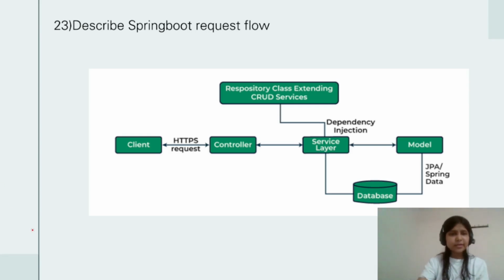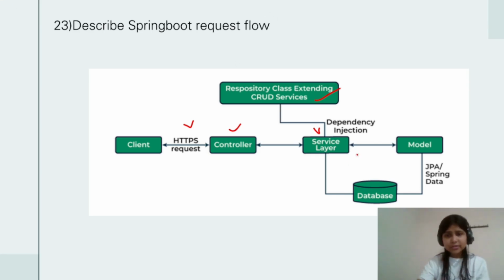Any client makes an HTTP request, and the request will come to the controller. Now, controller to service. What do we have in our service? We write our business logic, right? In the service itself, we do dependency injection for the repository class. Actually, when we say dependency injection, what do we mean by that? We are autowiring that particular class. So we do the dependency injection with a repository class extending CRUD services. It can be a JPA repository, it can be a CRUD repository. So many options we have.